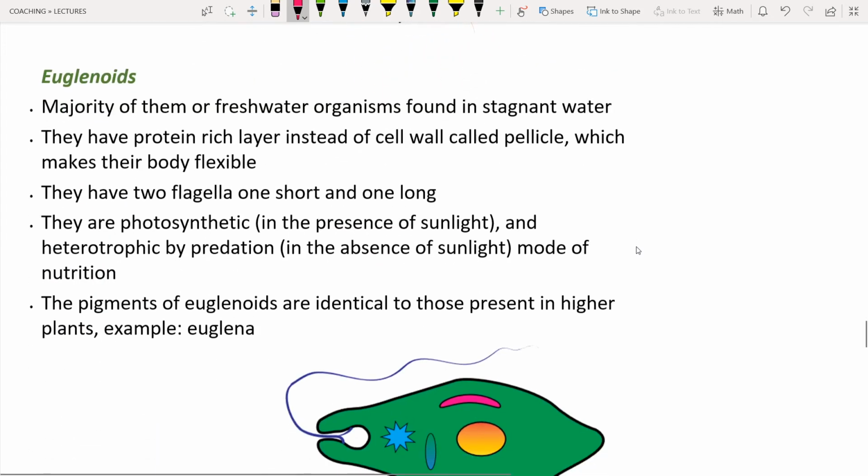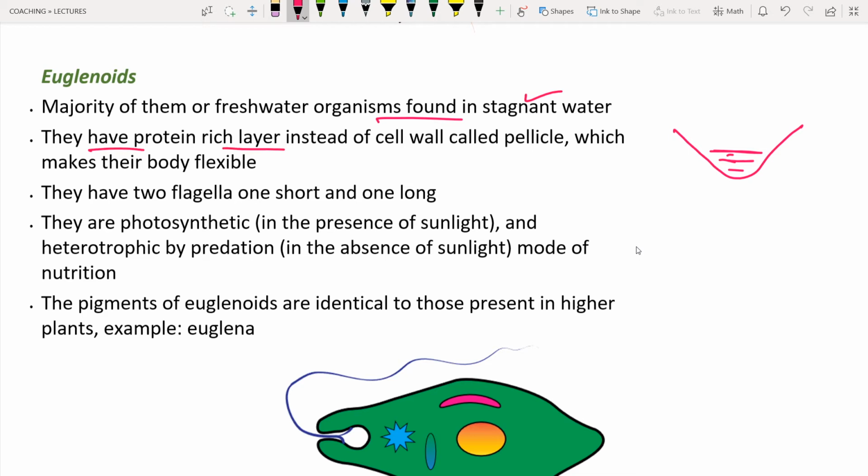And next is the euglenoids. Most of them are freshwater organisms found in stagnant water. Stagnant water means water which stays in a particular location for a period of time. So you can see this is stagnant water. If the water stays over here for a longer period of time, it is known as stagnant water, and these organisms live in stagnant water for a longer period of time. They have a protein rich layer instead of a cell wall.